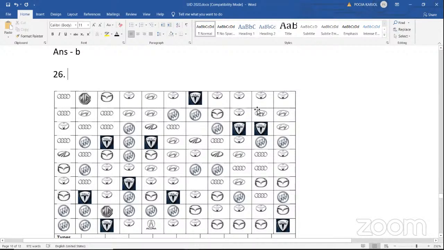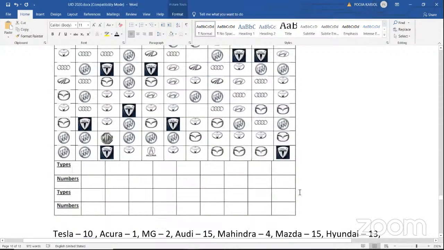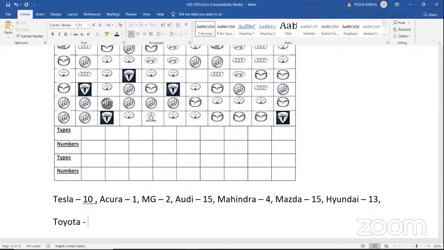In the first row there are six, second row one, third row one again, so 8, 9, 10, 11, 12, 13, 14, 15, 16, 17, 18, 19, 20, 21, 22, 23, 24, 25, 26. And the last one is what? This one, no? 1, 2, 3, 4, 5, 6, 7, 8, 9. Yes, the last one is nine.